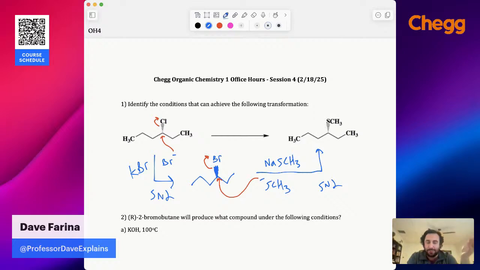It's the same as with VSEPR geometry. If you have something that's tetrahedral or trigonal bipyramidal or whatever it is, those bond angles are dictated by those groups getting as far away from each other as possible in three-dimensional space. So that's really all it is.